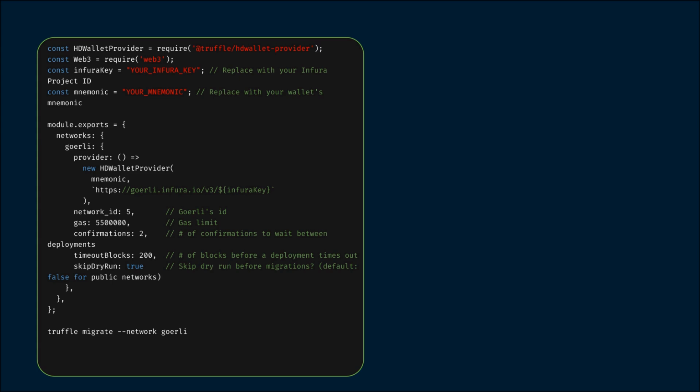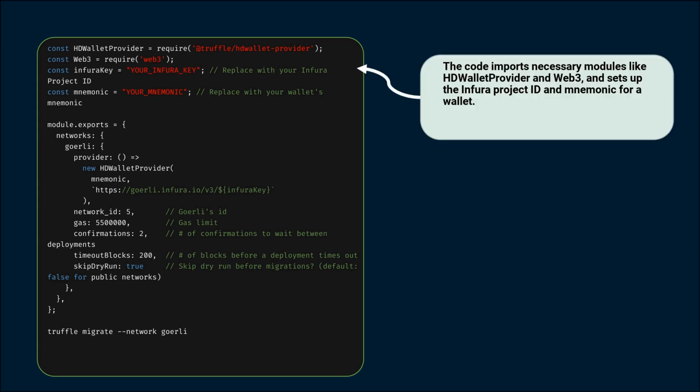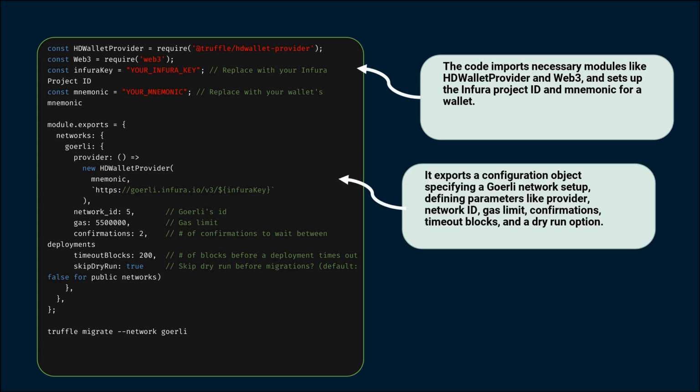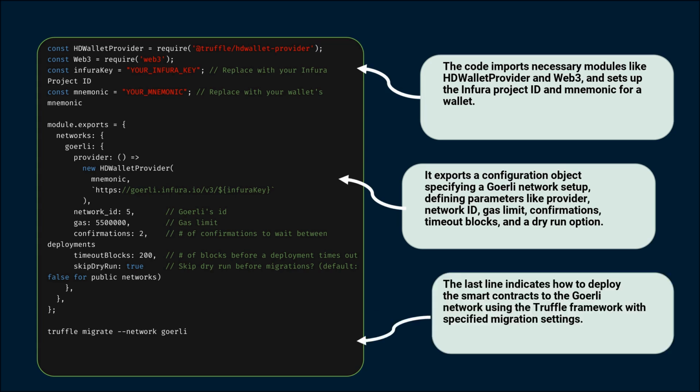Now let's see how we can configure the Goerli network settings in our Truffle config.js to enable seamless deployment of our contracts. We begin by importing the HD wallet provider and Web3 libraries, which allow us to manage our wallet connections and interact with the Ethereum blockchain respectively. The Infura key and mnemonic variables must be defined, where you will replace YOUR_INFURA_KEY with your actual Infura project ID and your mnemonic with the mnemonic phrase from your wallet.